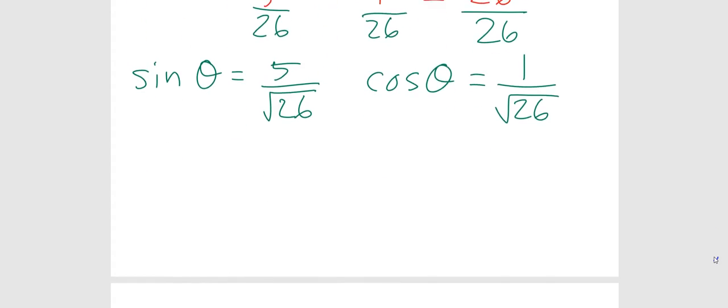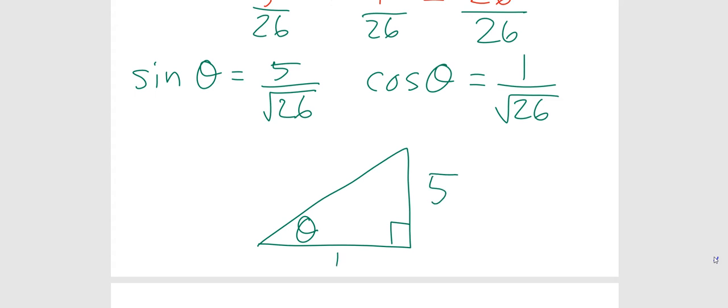Now, the part that they didn't want you to do, right, it says no reference triangles. If you knew that the tangent of that angle was 5, then that would give you opposite over adjacent, wouldn't it? What would that make the hypotenuse? The square root of 26.